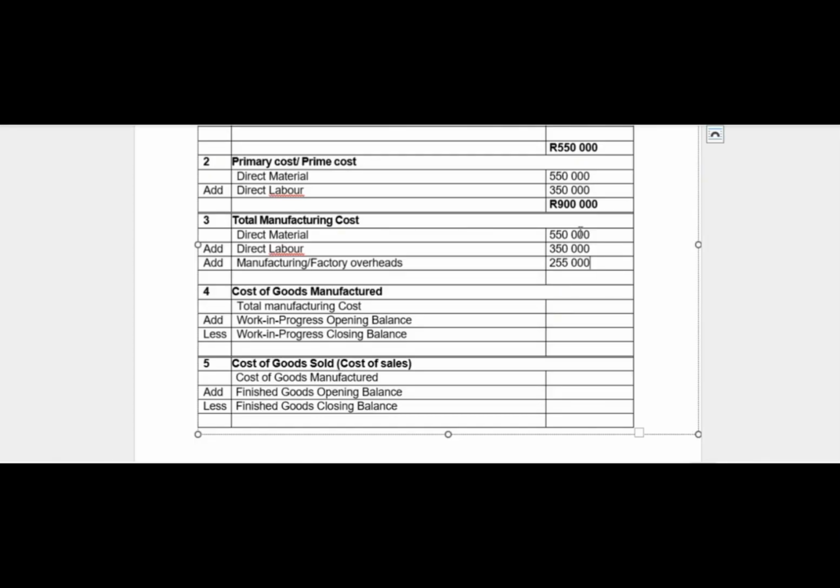We can just take the 900,000 of the prime cost plus 255,000, or you can start from the beginning and say 550,000 plus 350,000 plus 255,000. I'm getting 1,155,000 total.